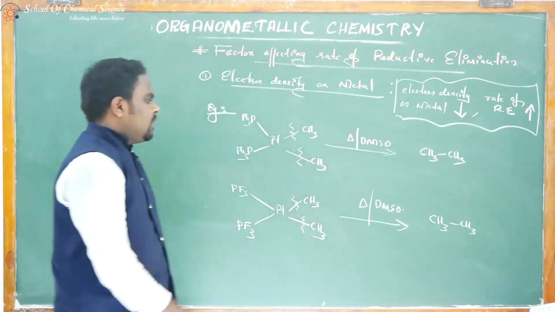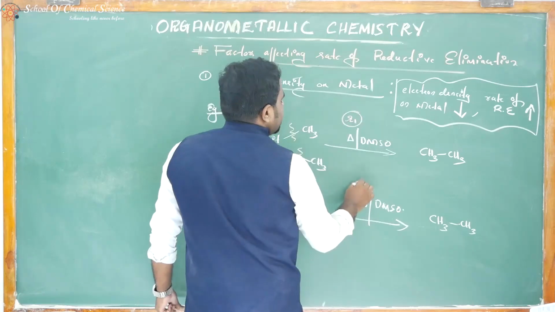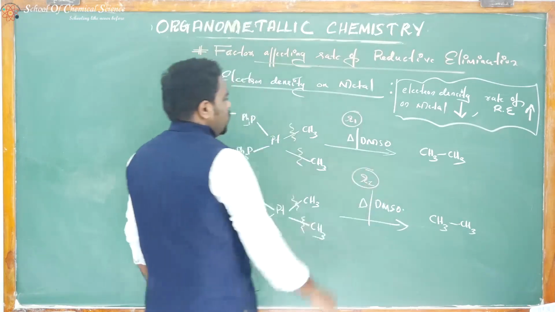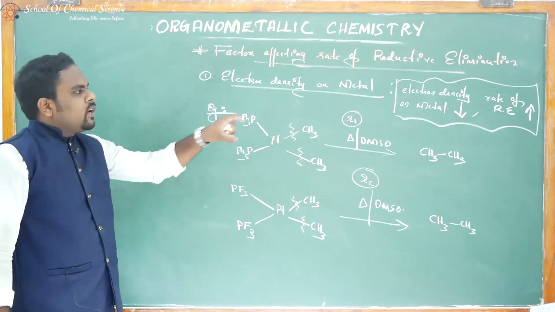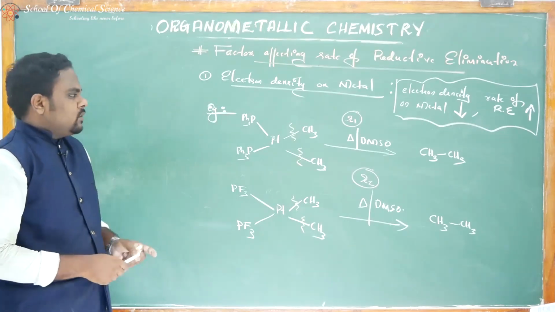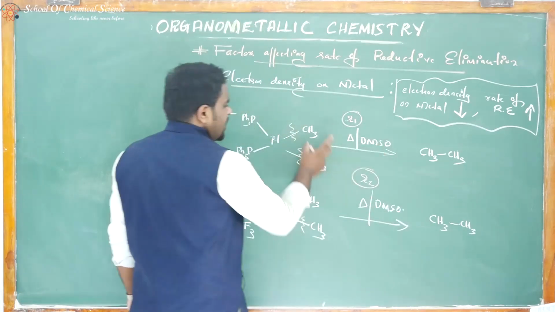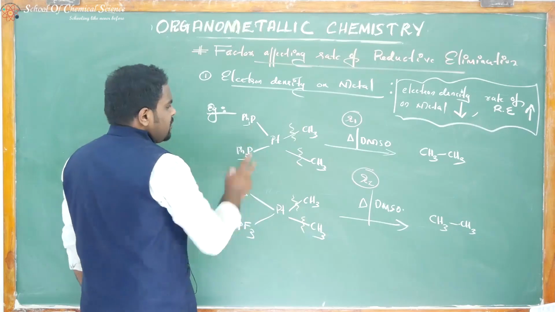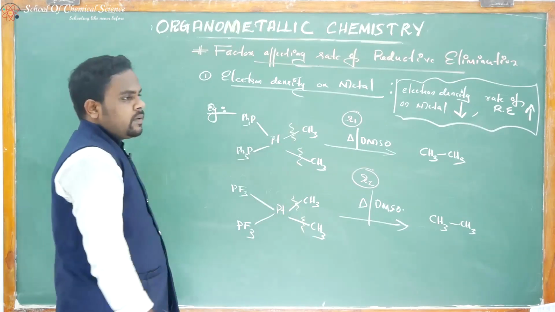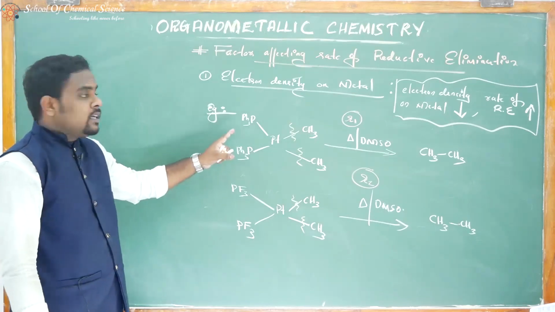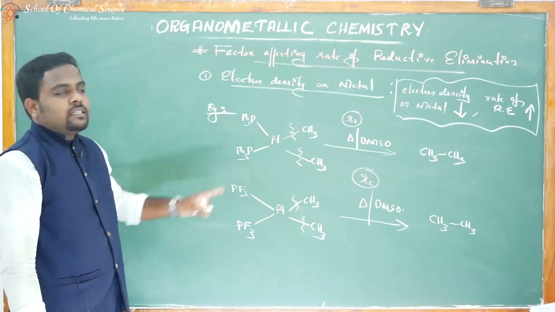But our question: suppose in the first case the rate is R1 and in the second case the rate is R2. Which rate is higher, R1 or R2? That is our question. In both cases the products are the same, the conditions are the same, and the eliminating group is the same. The metal Pt is the same, here PPh3, here PF3. So the auxiliary ligand, the side ligand or the spectator ligand, is different.